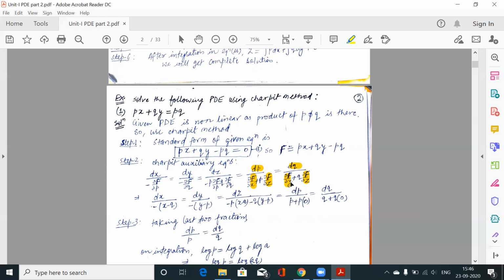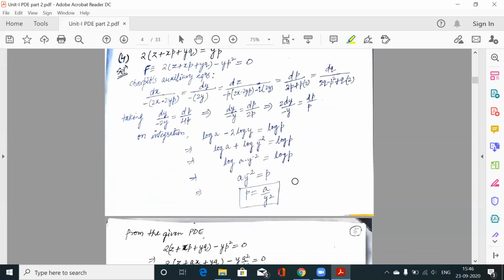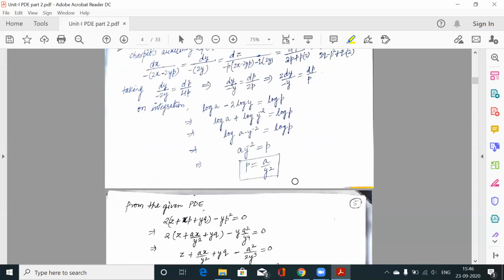Similarly for dq, this is del f over del y, and there is no term containing y. So this derivative is 0. Similarly, del f over del z, there is no term containing z, so this del f over del z is also 0. So 0 plus q into 0, 0. So dp over 0, dq over 0. So we are getting this kind of auxiliary equation pair.